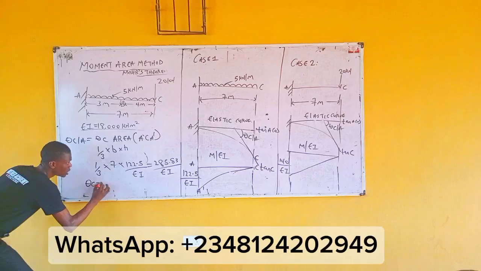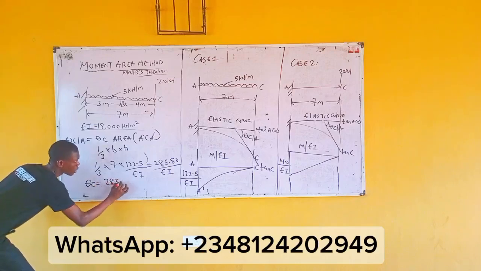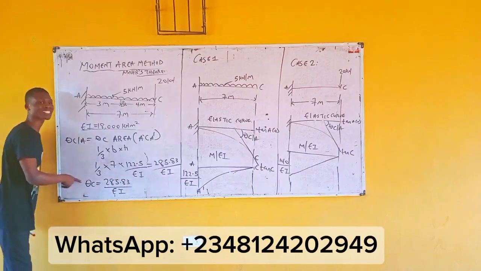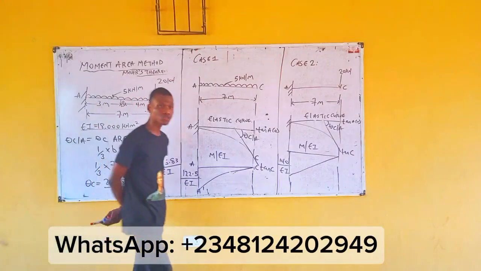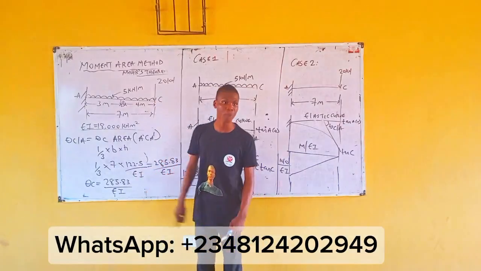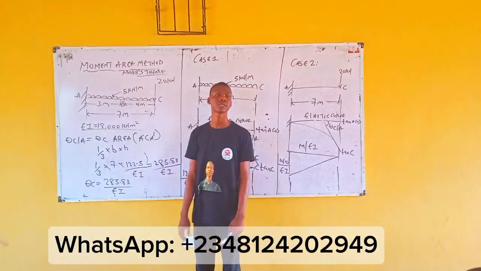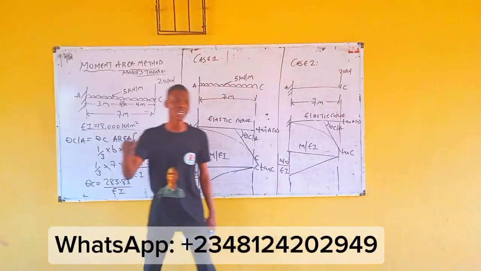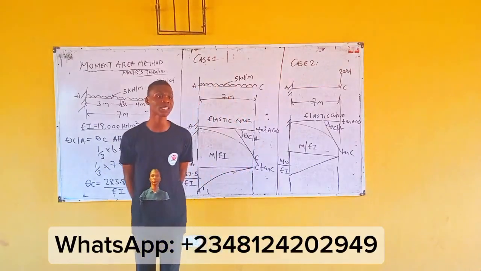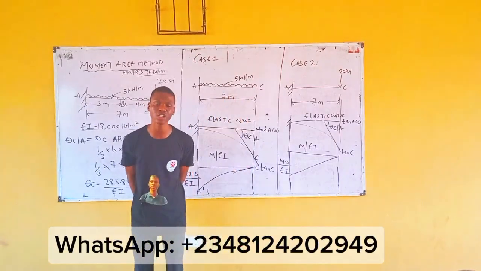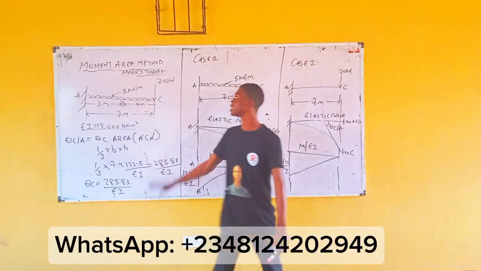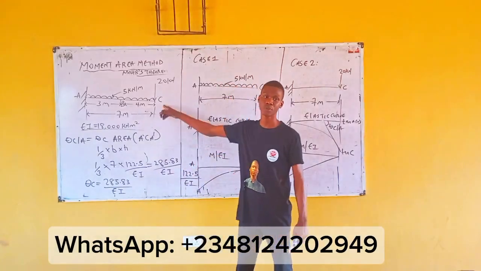Right? Meaning theta C is equal to 285.83 divided by EI. Meaning that the slope at C due to what? UDL or point load? UDL. This is it, the slope at C due to UDL. Now, you solve slope at C due to point load. By the time you solve slope at C due to point load, sum your answer up with this. That will give you the net slope that will occur at C for this particular beam.